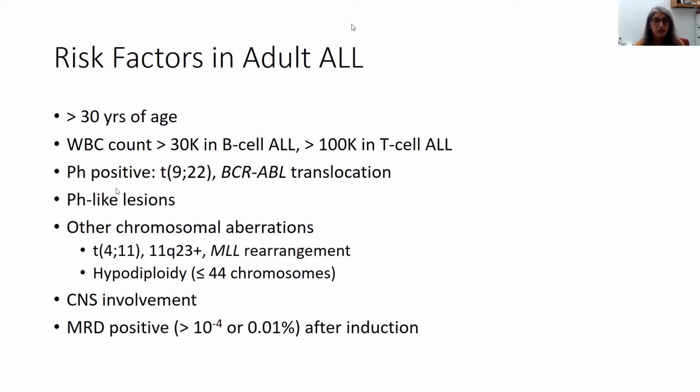Looking at the molecular signatures, patients who are Philadelphia positive, patients who have a Philadelphia-like ALL, and I'm going to talk about this later in my talk. Patients with other chromosomal aberrations, the t(4;11), 11q23, hypoploidy, they all do poorly and they need to be dealt with separately. Patients who have CNS involvement are a particularly high-risk group. And one of the most important risk factors to emerge over the last couple of decades is MRD, or measurable residual disease. If a patient is MRD positive after induction, they have been shown to have a very poor outcome, and I'm going to talk about that a little later as well.